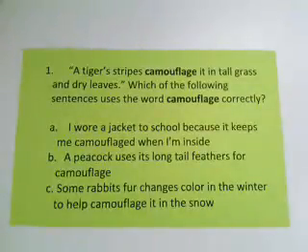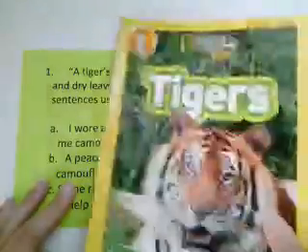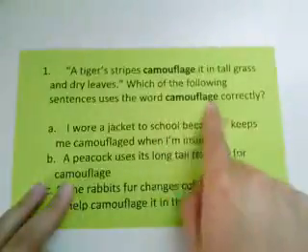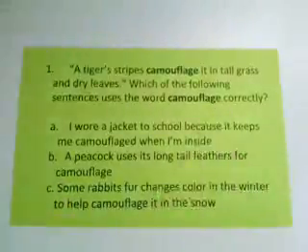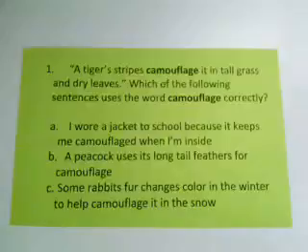So number 1, a tiger's stripes camouflage it in tall grass and dry leaves. Which of the following sentences uses the word camouflage correctly? So this is a sentence straight out of our book from the week, Tigers. And I want to know which of these other sentences uses the word camouflage correctly. Is it A, I wore a jacket to school because it keeps me camouflaged when I'm inside? B, a peacock uses its long tail feathers for camouflage. C, some rabbits' fur changes color in the winter to help camouflage it in the snow.